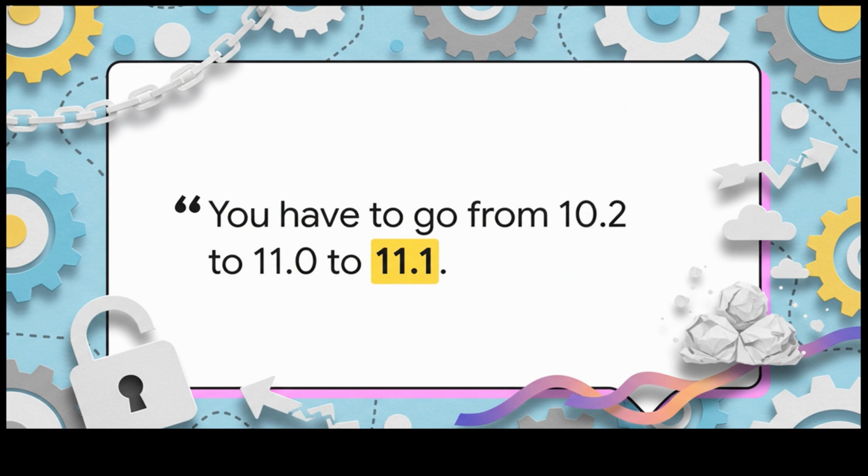So let me ask you something. Have you ever heard this one before? This idea that you have to painstakingly upgrade from 10.2, then to 11.0, before you can even think about getting to 11.1. Yeah, that's probably one of the biggest myths floating around about PAN-OS upgrades. It's this old way of thinking that creates hours of extra work and risk, and honestly, it's why a lot of admins put off doing critical updates.